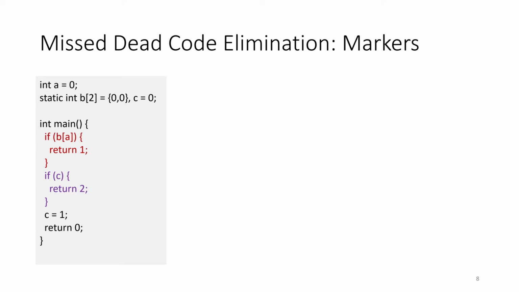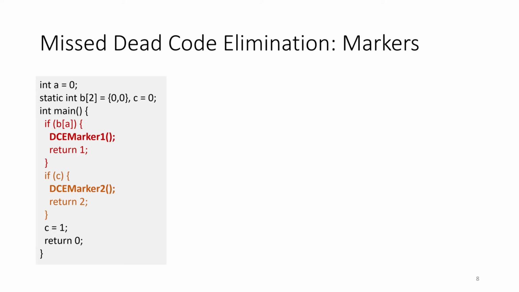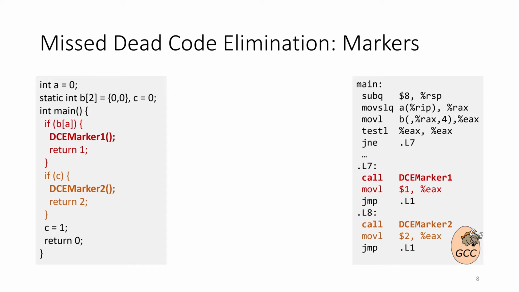And we implemented these markers as function calls, but there are other possible implementations, such as compiler built-ins. What we do is to instrument all constraints that affect a program's control flow. In this case, we have if statements, but we also instrument for loops, switch statements, and so on. So now if we compile the instrumented program with GCC, we can directly search for the markers in the generated assembly, and we can see that GCC has not eliminated any of the two.